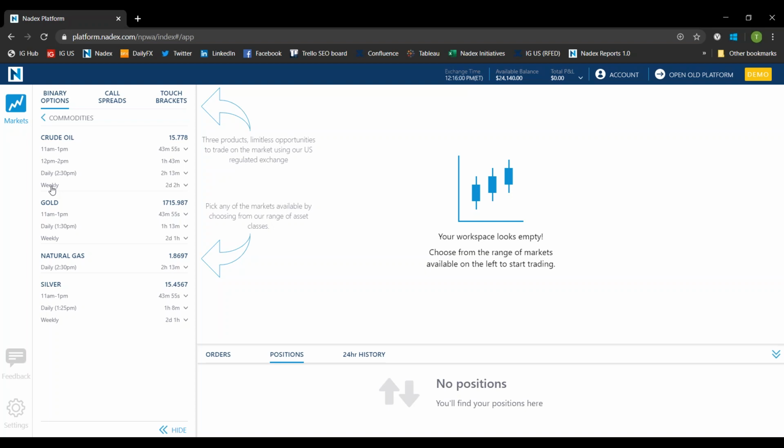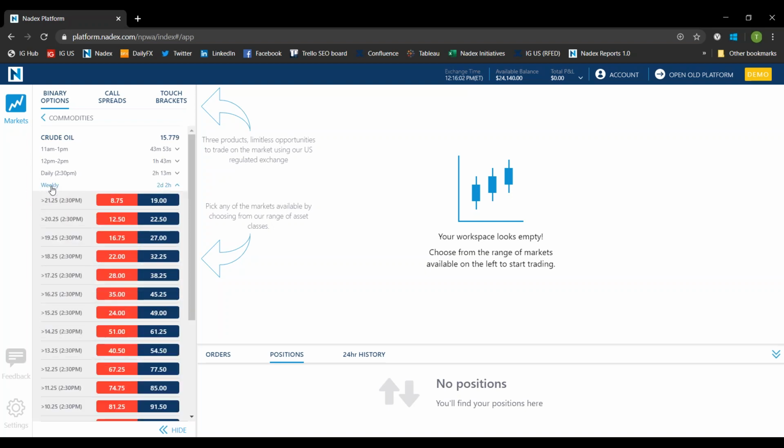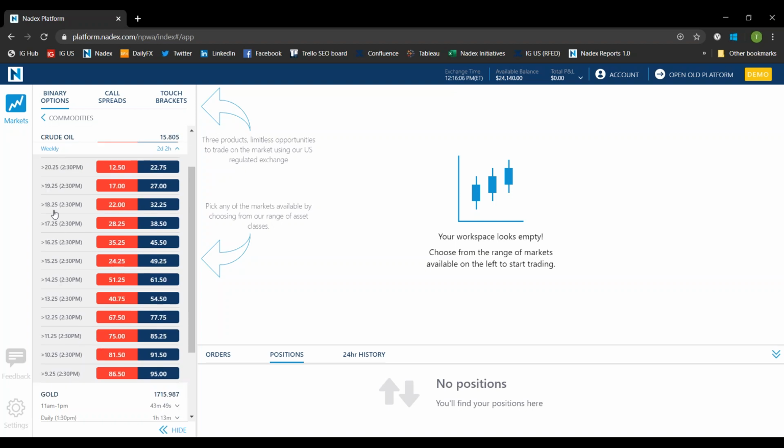A lot of price action. So when I click on weekly here in crude oil, you'll notice that we have a variety of strikes at different levels. And what a binary contract is, it's a simple yes or no. Is oil at the end of the week going to be above or below one of these levels?